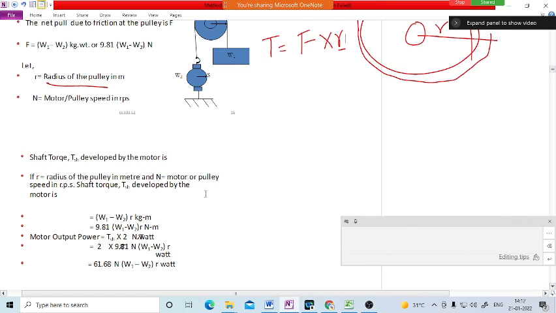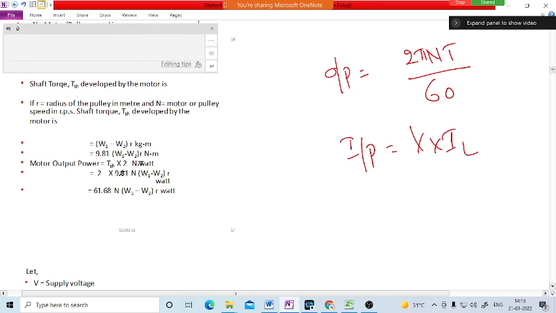So here we'll be doing the motor output by applying that. So output of the motor we will consider as 2πNT by 60, this is the output, and input we can take the V into IL, which are the supplied voltage and current, the supplied power. Here what we do in the experiment is find out the efficiency. So efficiency is output by input into 100, so this is for the efficiency.